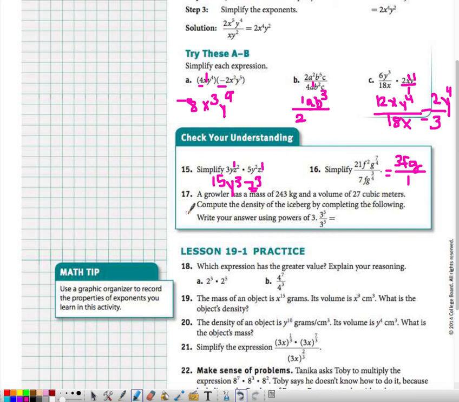A growler has a mass of 243 kilograms and a volume of 27 cubic meters. Compute the density of the iceberg by completing the following. Write your answer using a power of 3. So 3 to the 5th divided by 3 to the 2nd, 3 to the 3rd is 3 to the 2nd, because 5 minus 3 is 2.